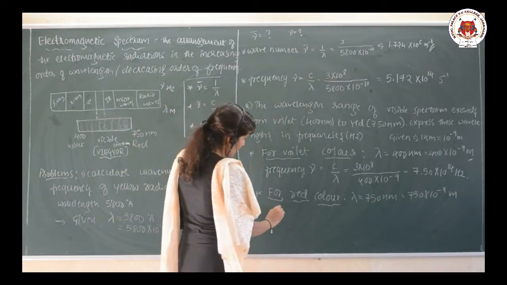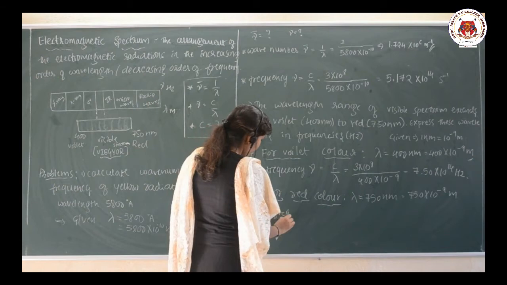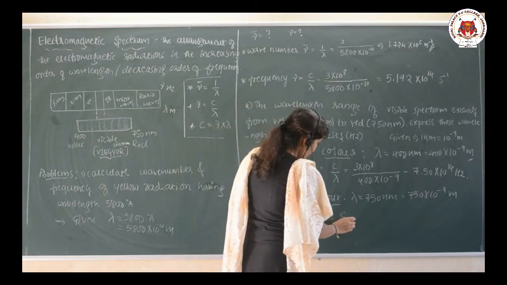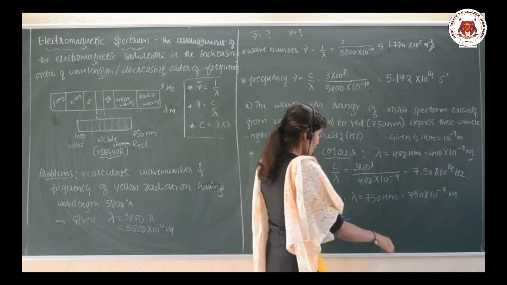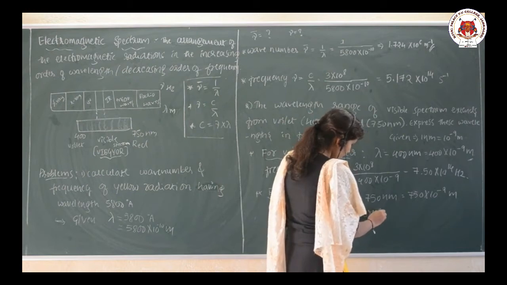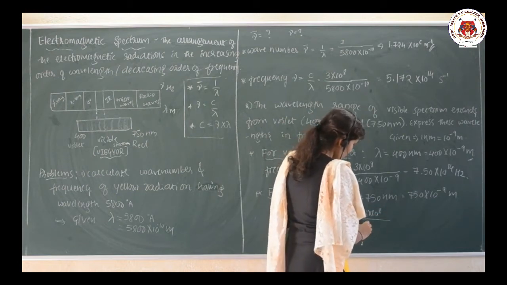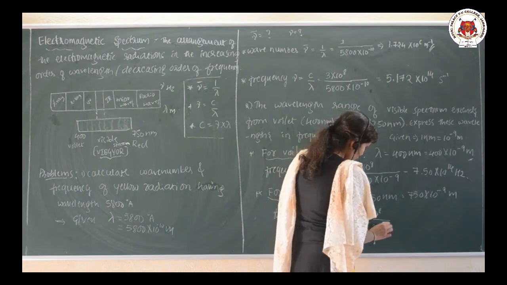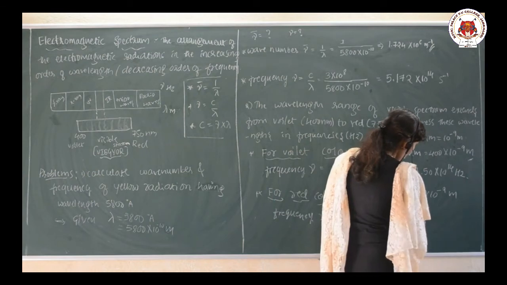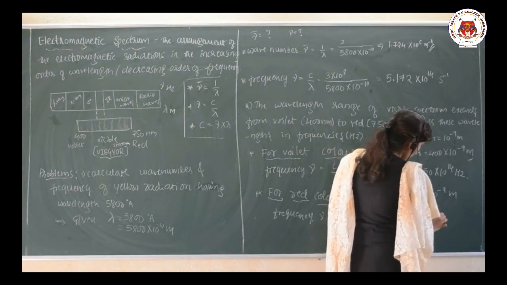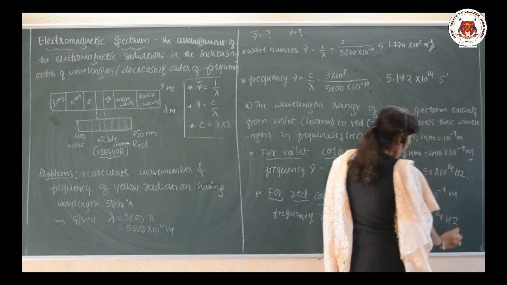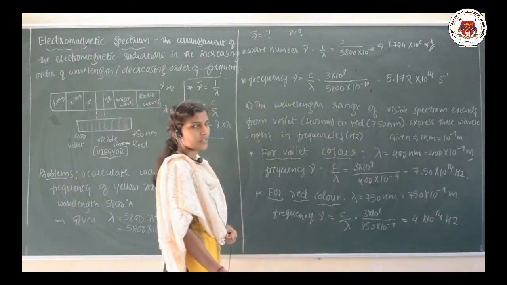So, what do we need to calculate here also? Frequency nu is equal to c by lambda. So, what is the value of c? 3 into 10 to the power 8 divided by the lambda value, 750 into 10 to the power minus 9. So, if you look at this answer, it will be around 4 into 10 to the power 14 hertz.